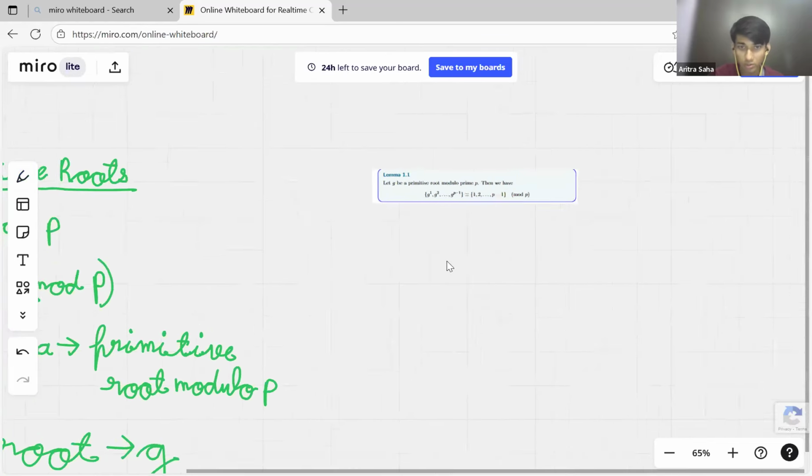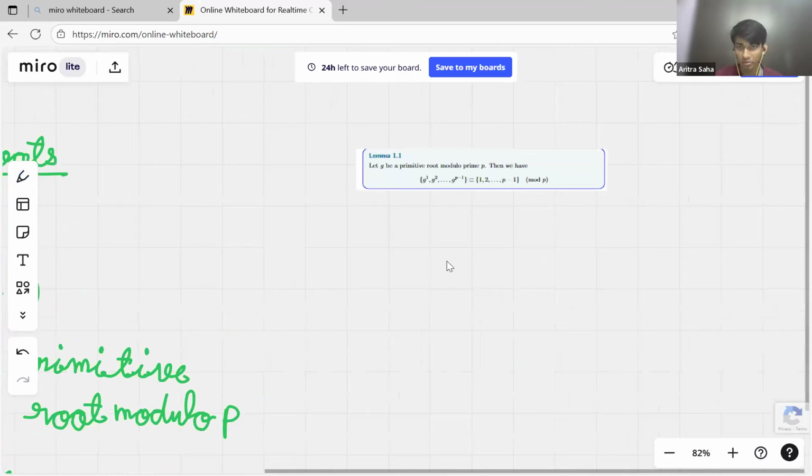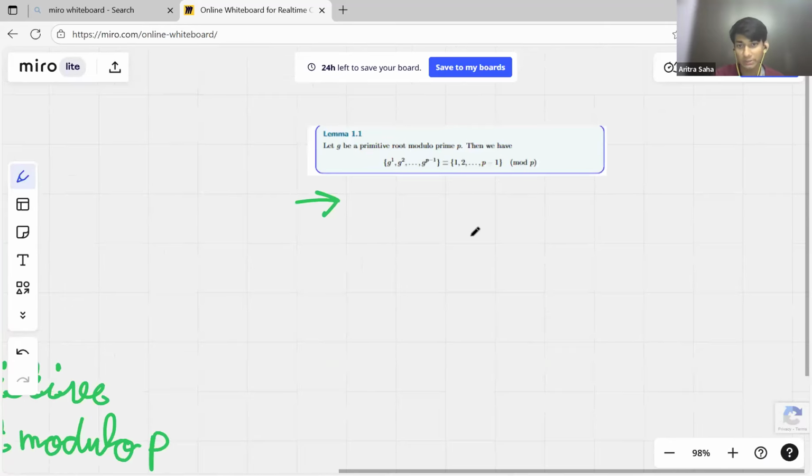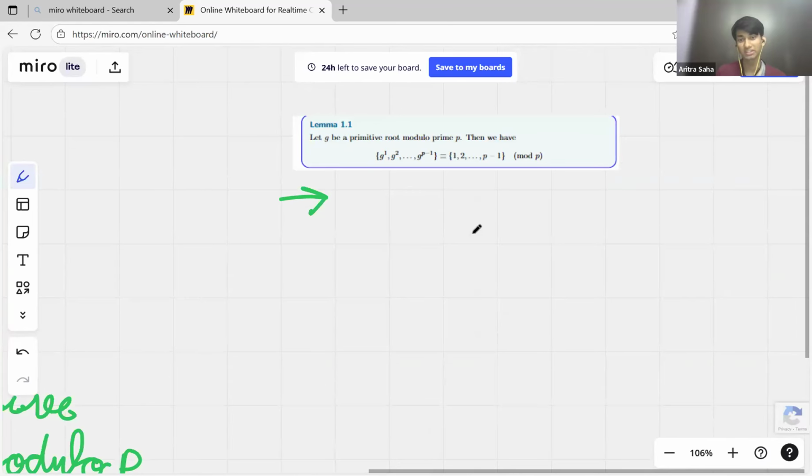Okay, so try to prove this. If g is a primitive root, then basically g to the power 1, g squared, up to g to the power p minus 1 covers the whole residue system modulo p. And this is the reason we use g. Is there any buffer? There are buffers. I'll just paste the buffer problems. Give me 1 minute. Those guys who haven't seen this before, try this.